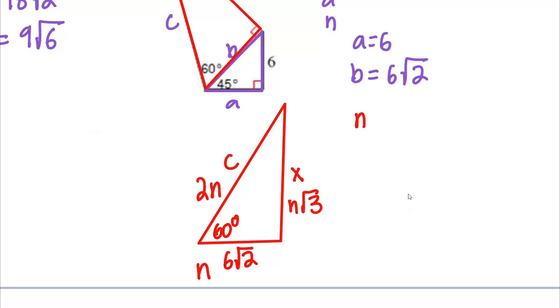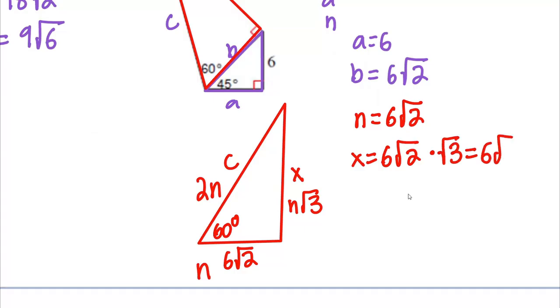For this triangle, we know that n is 6 root 2. To find x, we're going to take 6 root 2 and multiply it by the square root of 3. So it's 6 root 6. Are we okay? Then to find c, we'll take 6 root 2 and multiply it by 2. So that would be 12 root 2. Does that make sense? Okay, can I go?